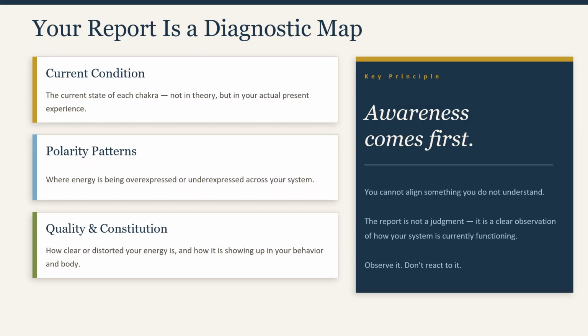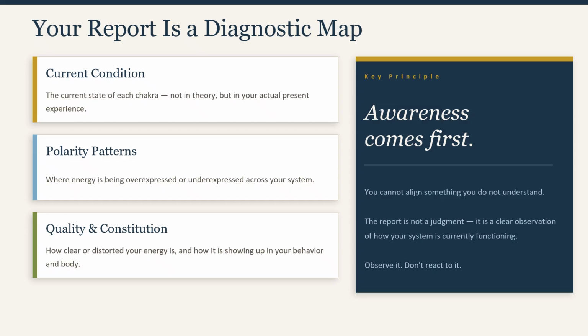It's important to understand this clearly. Your report is not a judgment. It is not labeling you as good or bad, balanced or broken. It is simply a diagnostic map. In the same way that a physical assessment might show strength, weakness, or imbalance in the body, this report shows patterns in your energy system.